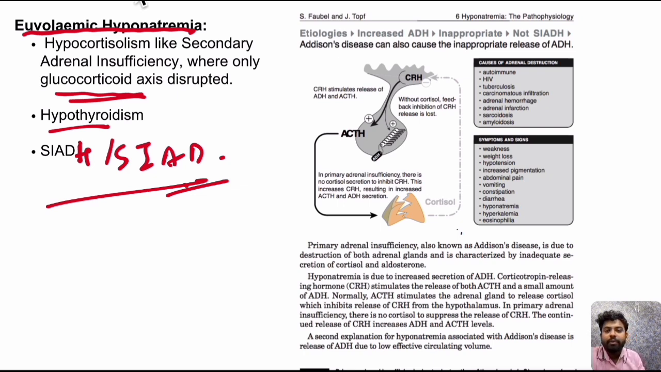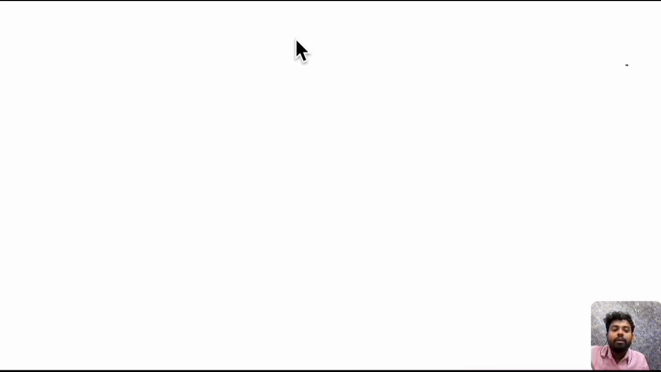So what is happening here? Euvolemic hyponatremia in glucocorticoid deficiency, like secondary adrenal insufficiency, where only one axis, the glucocorticoid axis, is gone. ACTH doesn't control your RAS system; it is controlled by the sympathetic system and others. So how is it creating a SIADH-like situation? I've given the explanation.